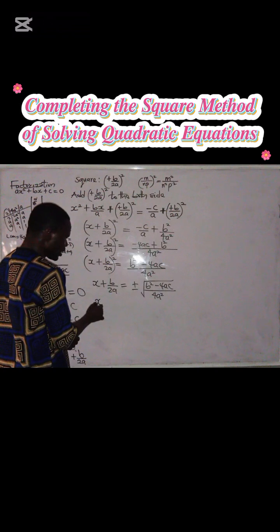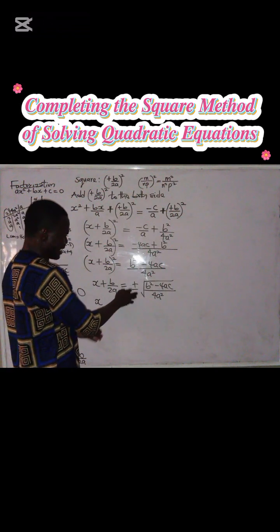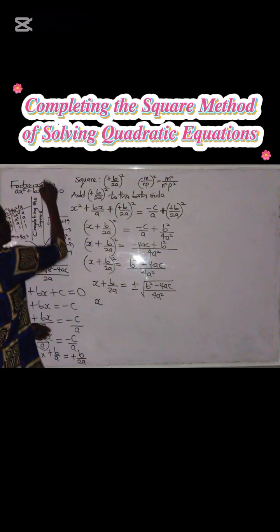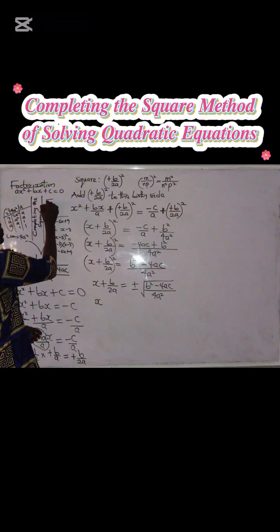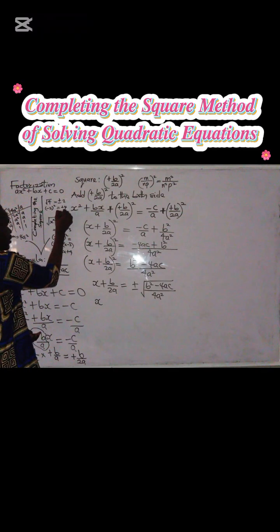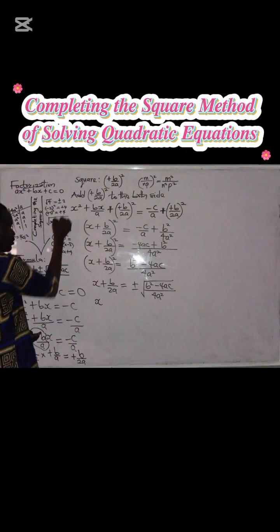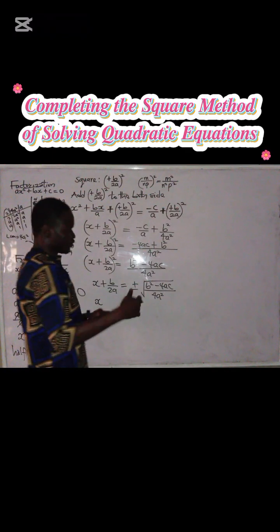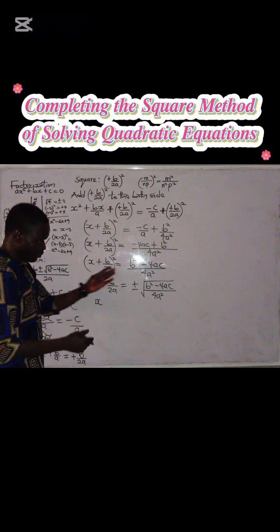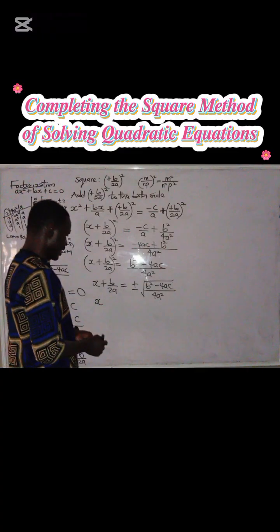Before I continue, let me actually explain why it is plus or minus. If you are asked to find the square root of 4, the answer is simply plus or minus 2. Why? Because minus 2 squared is plus 4, and plus 2 squared is plus 4. So anytime you have to find a square root, it has two values, plus or minus.